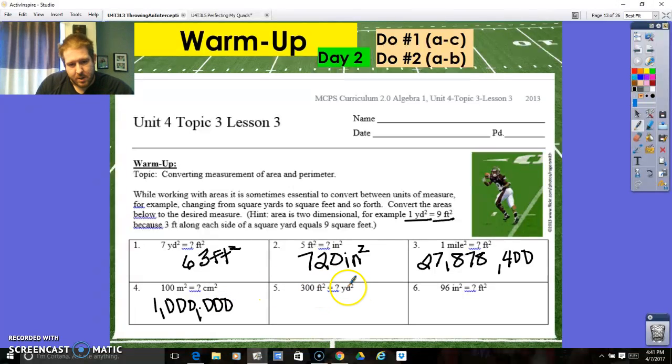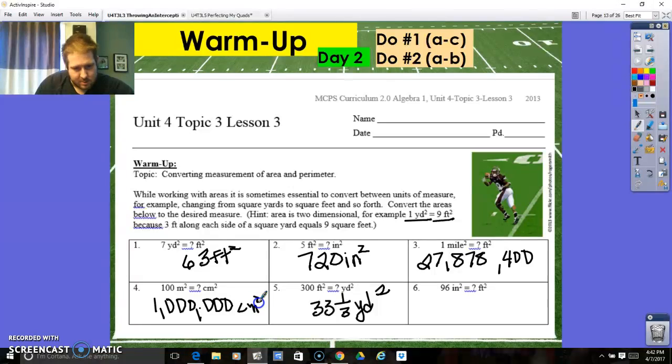And the next one. We're going from feet squared to yard squared. So we're going from a smaller unit into a larger unit. There are 9 of these for every one of these, so I'm going to divide this time. I'm going to divide 300 by 9, because it takes 9 of them to make 1 yard squared, and it looks like it's going to make 33 1/3 yards squared.